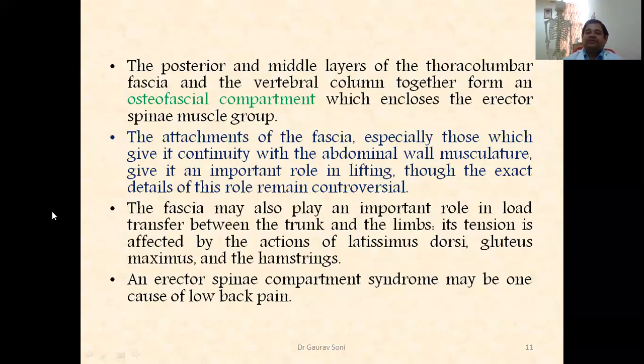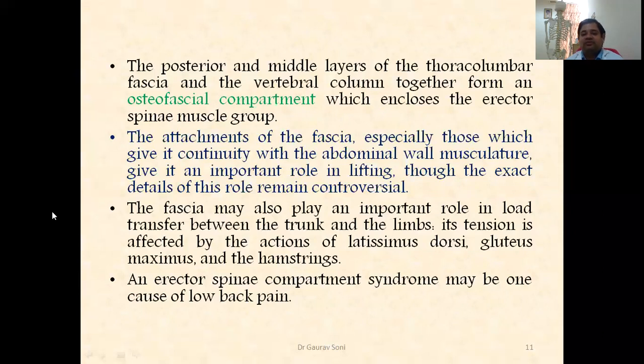The posterior and middle layer of thoracolumbar fascia and the vertebral column together form a compartment known as the osteofascial compartment, which encloses the erector spinae muscle group. Very important, the erector spinae muscle group helps in erection of the vertebral column, also known as the true muscles of the back. The attachment of fascia, especially those which give it continuity with abdominal wall musculature, gives it an important role in lifting, though the exact detail of the role remains controversial. So with the help of abdominal wall muscles and this compartment, they are going to help you in lifting.